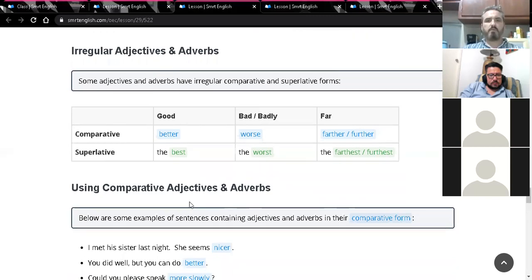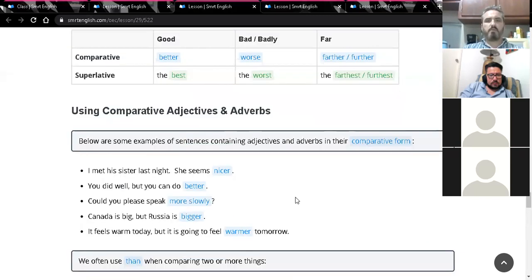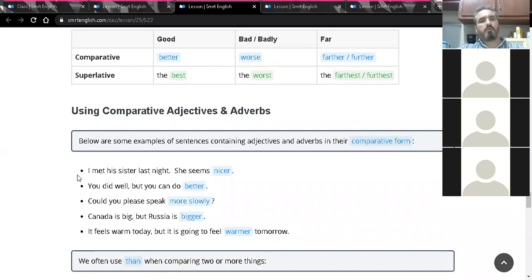Using comparative adjectives and adverbs. Below are some examples of sentences containing adjectives and adverbs in their comparative form. Okay, so it is common. Before I go to the other point, let's read these examples. Imelda, can you help me to read the first example, please? Yes. I met his sister last night. She seems nicer.